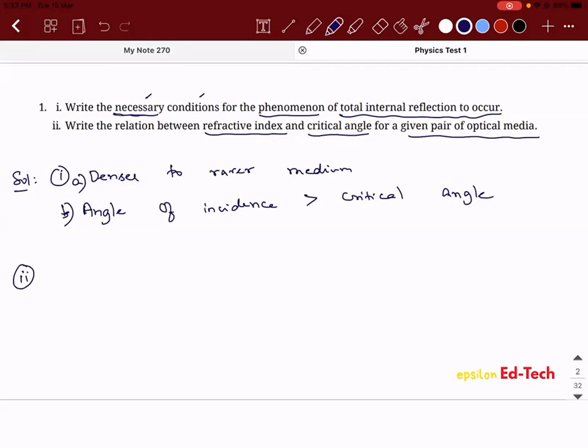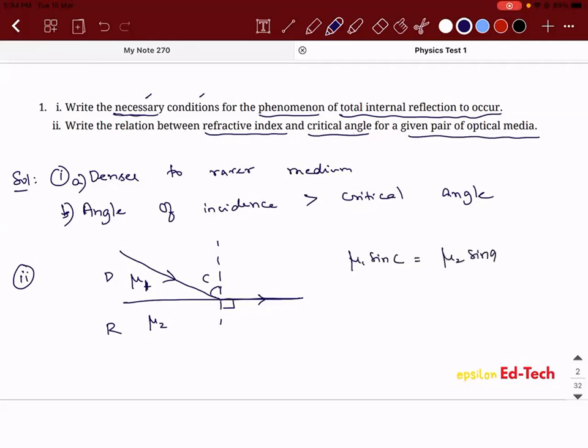Now, with respect to the second part of the question, let's say there is an incident ray with the angle of incidence as C, which we call the critical angle. So when the angle of incidence is the critical angle in the denser medium and the ray is traveling to the rarer medium, then the angle of refraction will be 90 degrees. Then if I take the refractive index of the denser medium as mu1 and the rarer medium as mu2, then mu1 sine C will be equal to mu2 sine 90 degrees by applying Snell's law, right?